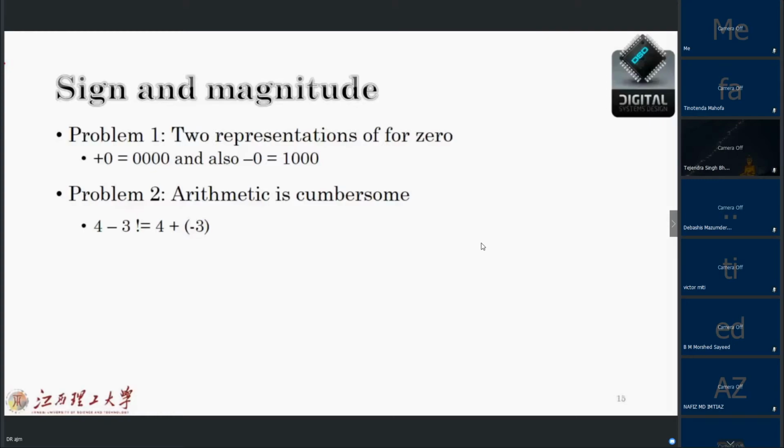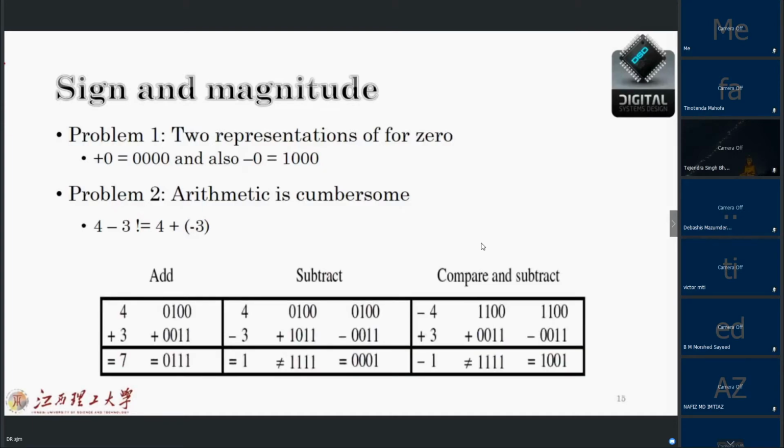Second problem. I show here 4 plus 3, it should be 7. I can convert it to binary and it's okay. 4 minus 3, minus 3 in my logic is that the last bit is 1, MSB bit is 1 here, and the number is 3. This is 3 in binary. Okay. Now, if I want to do the summation, 4 plus minus 3, it becomes 1 1 1.